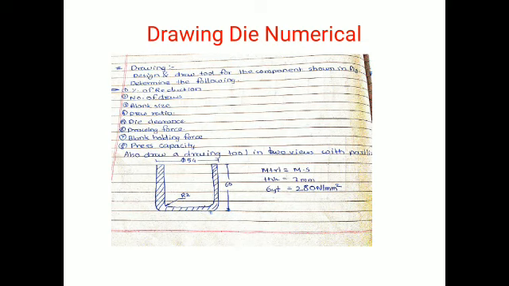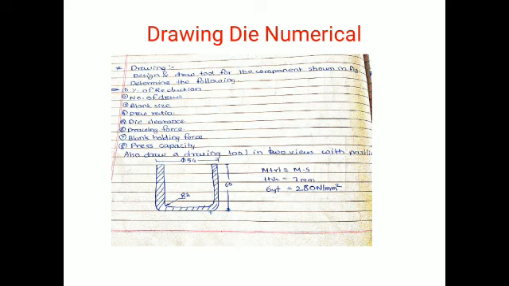Let us go for drawing die numerical. We have taken one problem on drawing die. The problem is: design a draw tool for the component shown in figure. In the figure, the cup is shown having the diameter as 54 and height of that cup is 60 millimeters and radius as 2 millimeters, or it can also be called corner radius.